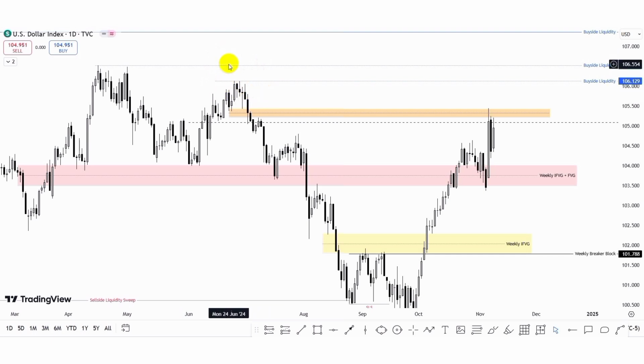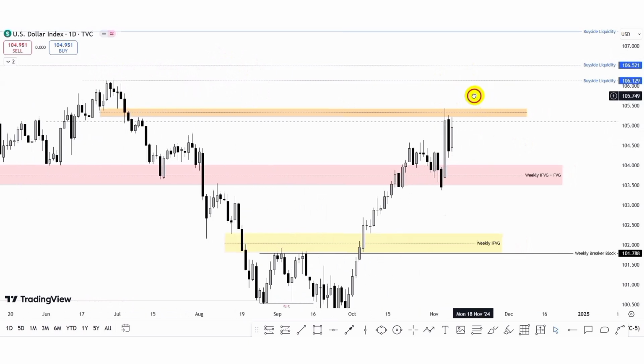So these are actually our buy side liquidity. We have these relatively equal high points. So these are our buy side liquidity and the draw on liquidity. We're expecting price to actually raid the buy side liquidity.